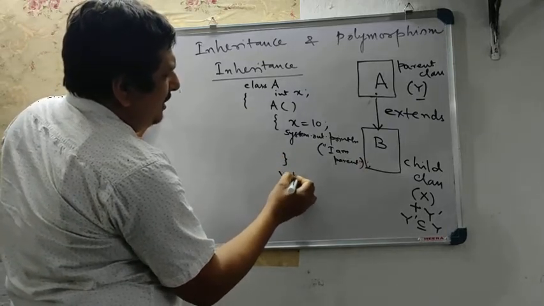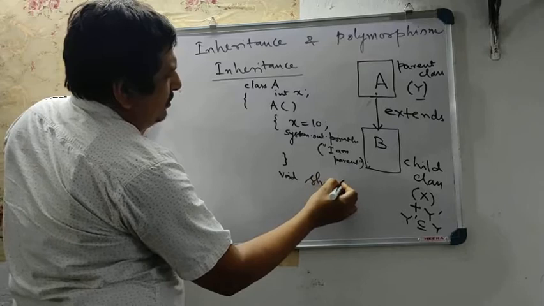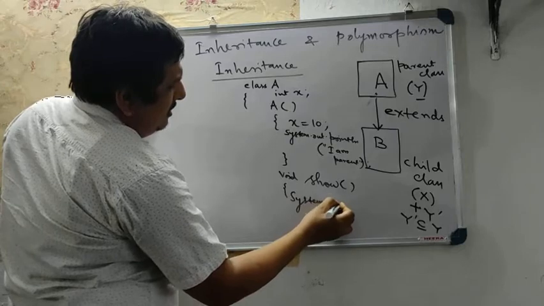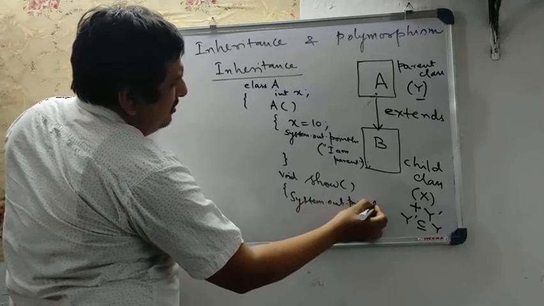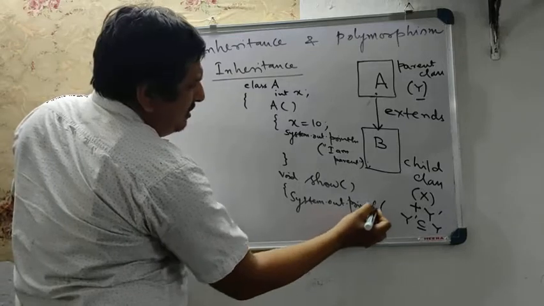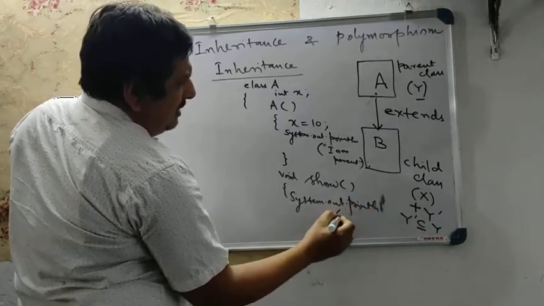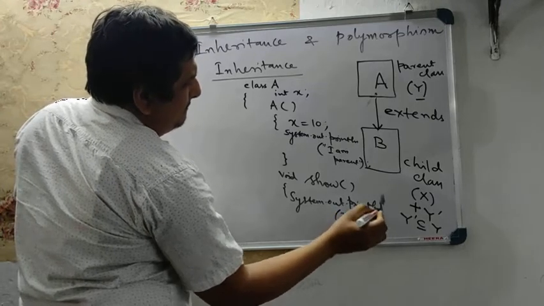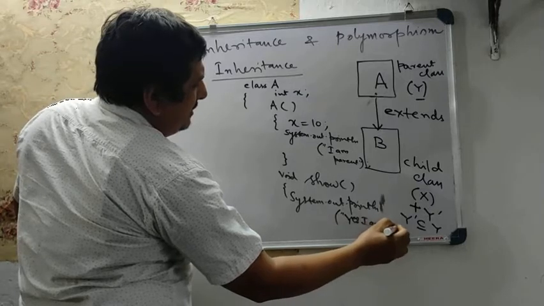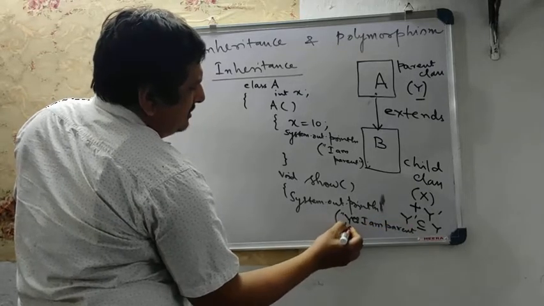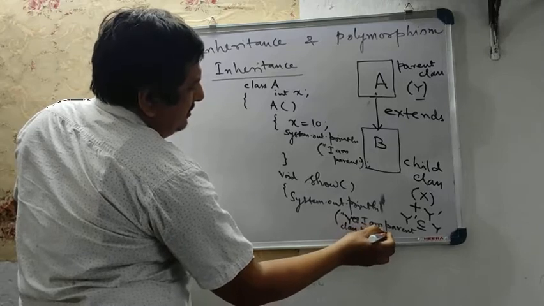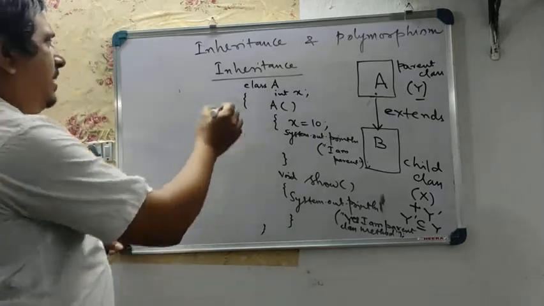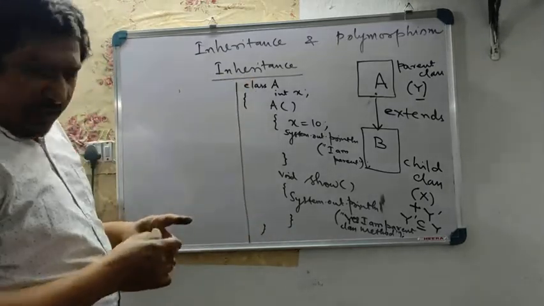And then I am writing void show. Here is the method. Here I am writing system.out.println. Within this I am writing, "yes, I am parent class method." So I wrote like this, and this is your class A. Now let's have another class B.